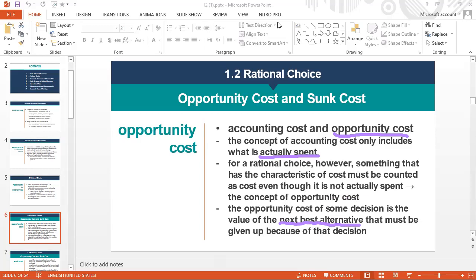So opportunity cost as a concept is very important because this is the difference between opportunity cost or economic cost and accounting cost. Accounting cost has costs that actually spent, but opportunity cost has the costs of the next best alternative. So you have the amount that actually spent plus the cost of the second best alternative.